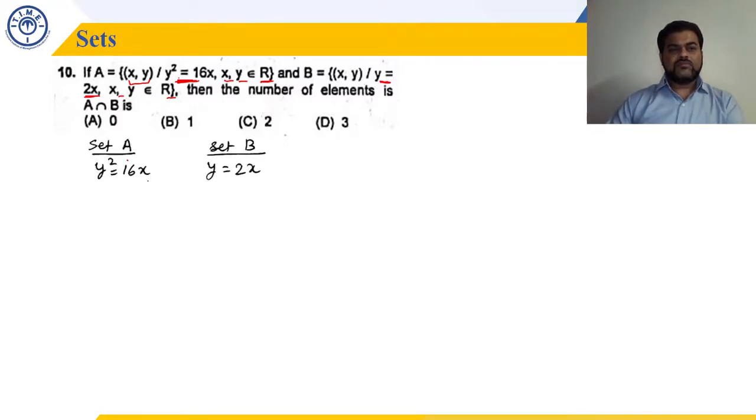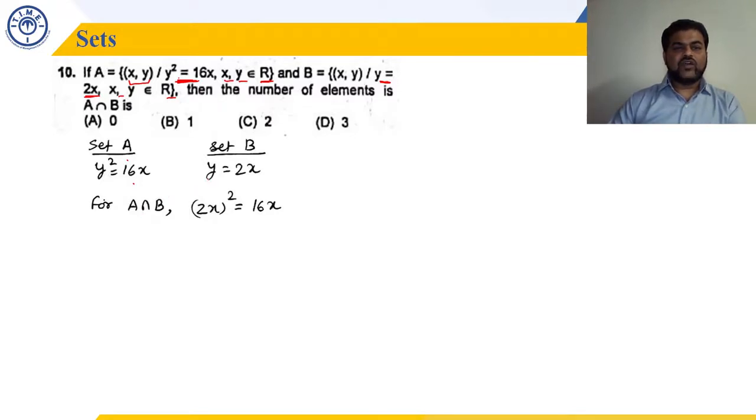So set A is y square equal to 16x. Set B is y equal to 2x. For A intersection B, it means we have to look at the common elements in A and B. So this and this should be satisfied simultaneously. For common elements in A intersection B, these two equations must be simultaneously satisfied. So what do we do? y is equal to 2x, so we put the value of y as 2x here.